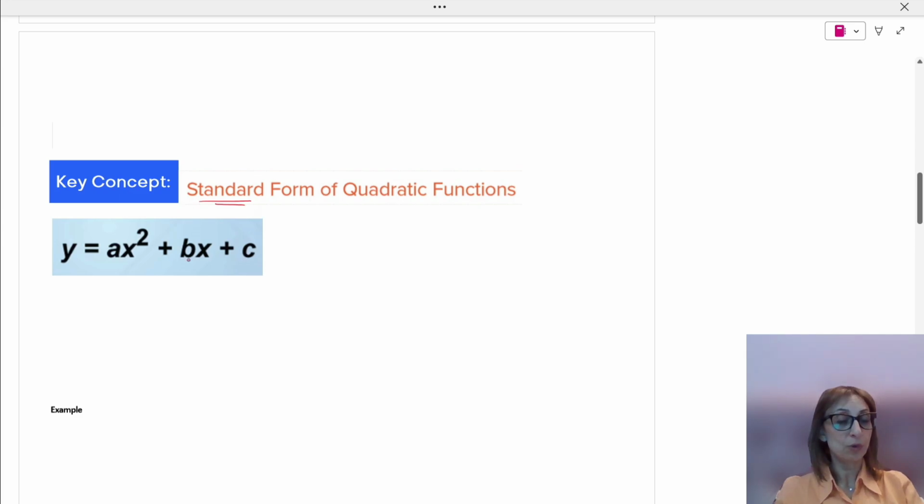The standard form of the quadratic function is y equals ax squared plus bx plus c, where a, b, and c are constants, okay? And a is always the coefficient of x squared, b is always the coefficient of x, and c is always the constant. So these three letters, we are going to give to these coefficients of x squared, x, and the constant.